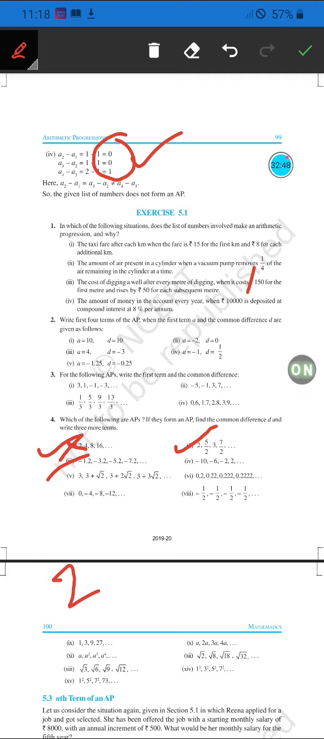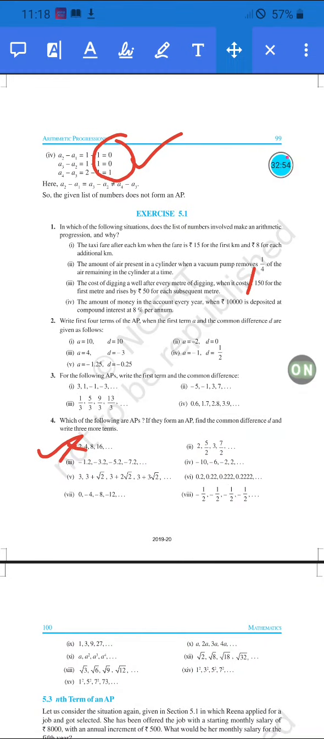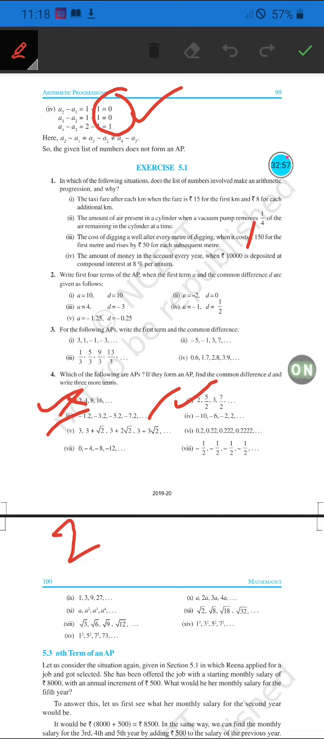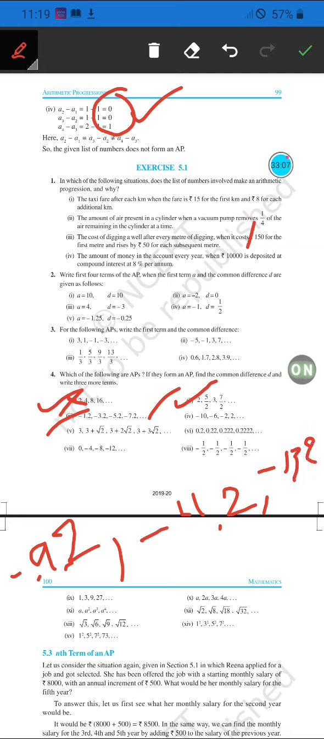Minus 9 by 2, minus 11 by 2, minus 13 by 2. Okay. So these numbers are the answer for the third question. Okay. So fourth question: minus 10, minus 6, minus 2.